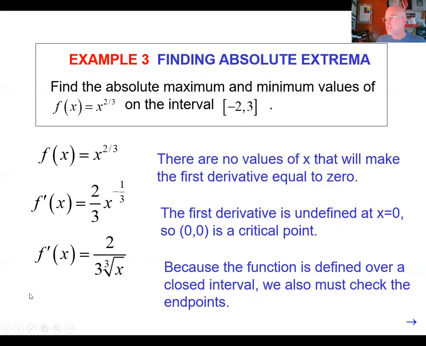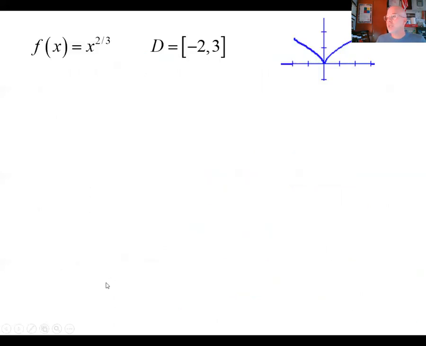And because the function is defined over the closed interval, we've got to check the endpoints too. So not only do we have to check this critical point, we've got to check the endpoints too. So I'm going to take a sneak peek in my calculator. I'd graph this on my calculator, and this is what the graph looks like with the closed interval from -2 to 3. Ignore those little flat lines on the left. So the graph looks something like this.